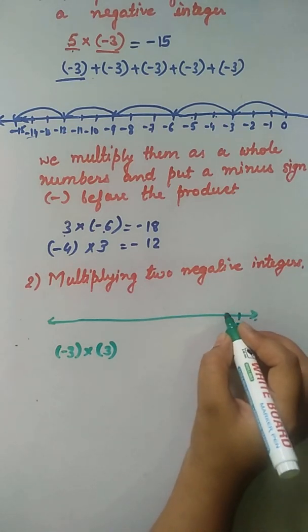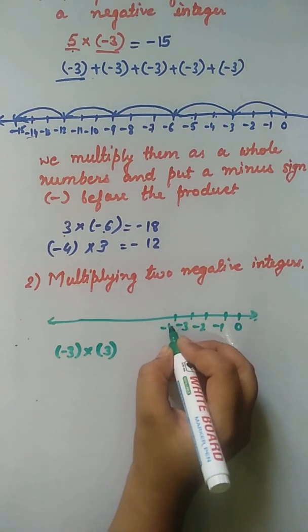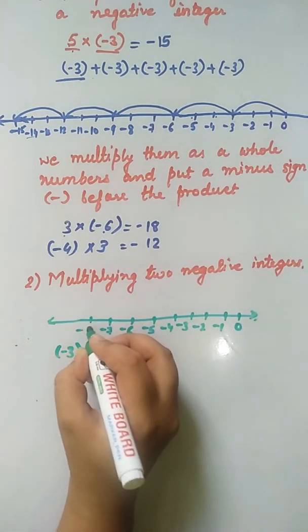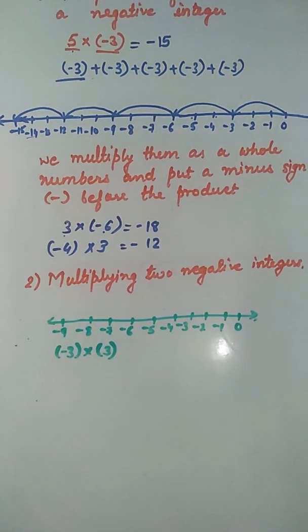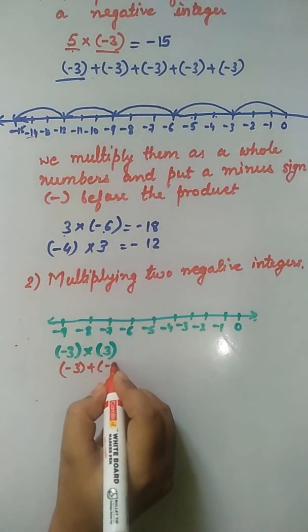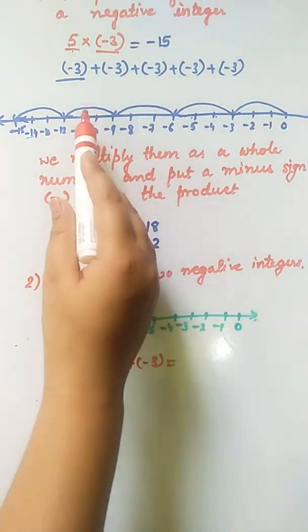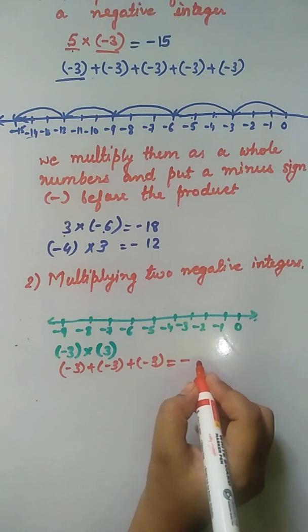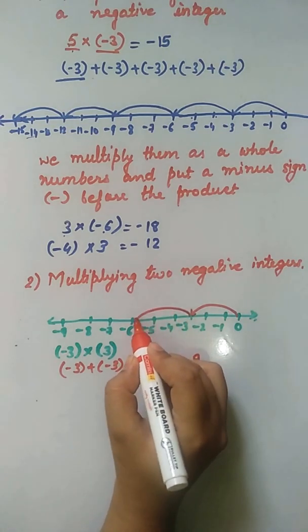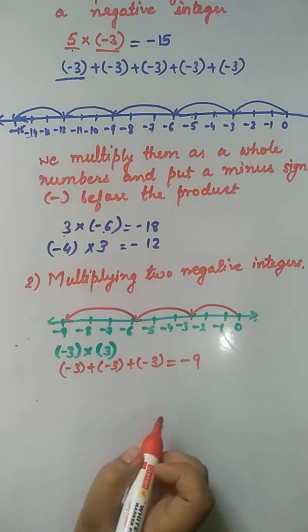So 0, minus 1, minus 2, minus 3, minus 4, minus 5, up to minus 8 and minus 9. So minus 3 into 3 means we are adding minus 3 plus minus 3 plus minus 3. So what will be the answer? As we have seen, the answer will be minus 9. So it means minus 3 one time, 2 times and then 3 times. So the answer will be minus 9.